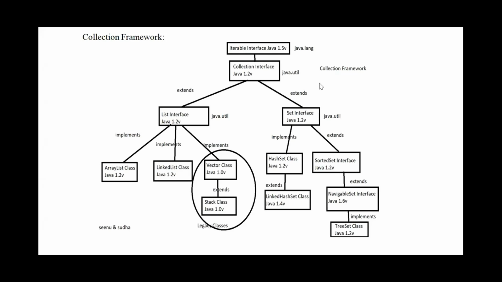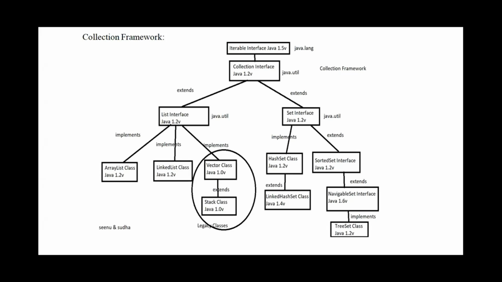So this is the collection hierarchy. You can see that TreeSet is a class which implements NavigableSet, and NavigableSet is an interface which extends the SortedSet. And SortedSet is an interface which extends the Set interface, and all these are there in the java.util package. So TreeSet extends the AbstractSet class and implements the NavigableSet interface.